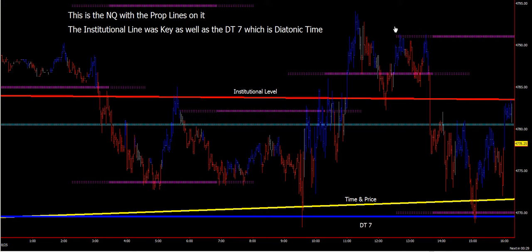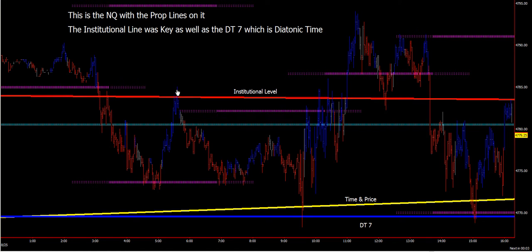But I don't want to go through all these different setups right now. Really, the primary reason I made this video is just so you can see the institutional line, the time and price line, and the diatonic time line, the diatonic time 7 line, and see them in action and how they performed. And you can see this institutional line was pivotal throughout the day.